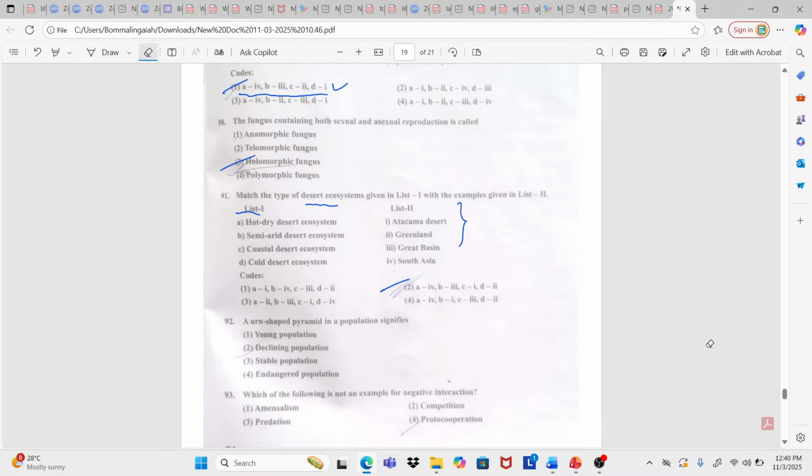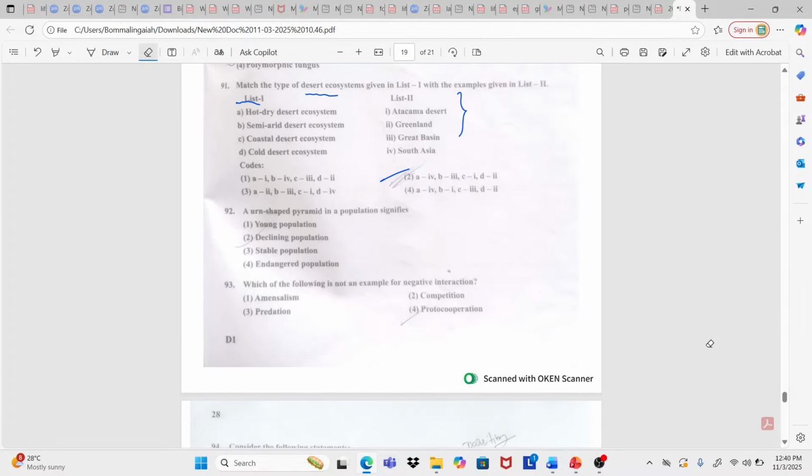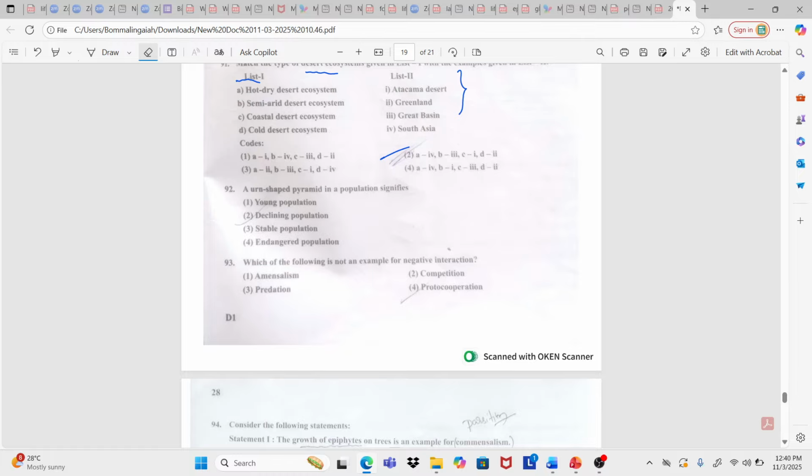Question number 92. Pyramid in a nation wise. The correct answer is declining population is the correct one. Next question number 93. Which of the following is not an example for negative interaction? Here number 4 is there. Is the correct answer. Correct answer.